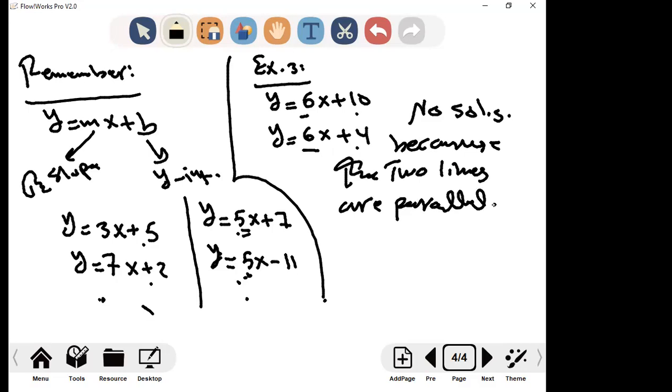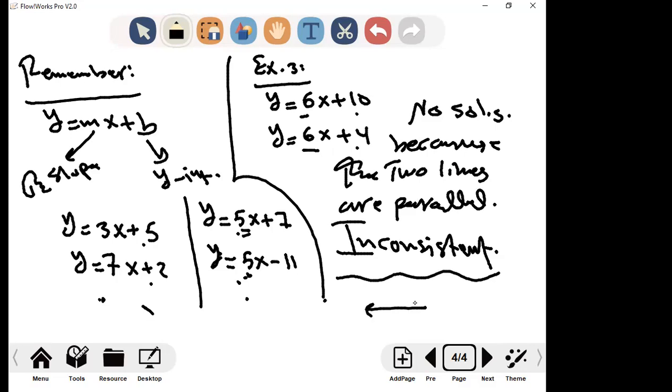Because they have the same slope with different y-intercepts, right? But no solutions, so what do we call it if we have no solutions? Inconsistent. Do you understand? But do I need to graph them to know if they intersect? If you graph the first equation and the second equation, you will have something like this. Parallel lines. They will not intersect. There is no intersecting between them.